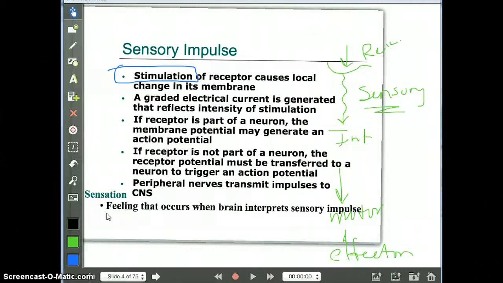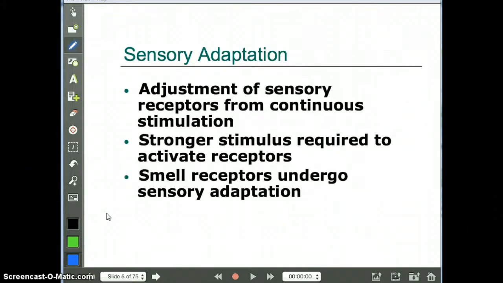Now, is that feeling a sense of smell? Is that feeling a sense of taste? Is that feeling light coming into your eyes? What is it? That feeling is a sensation. It is the time in which your brain actually interprets the impulse. So sensation is the feeling that your brain gets when your brain is actually interpreting an impulse.